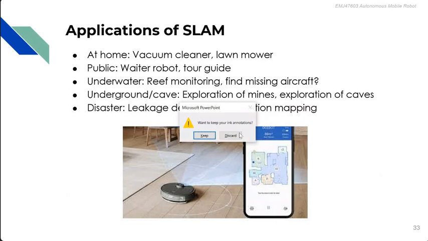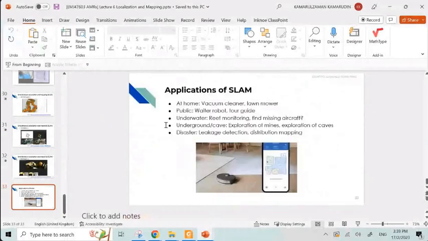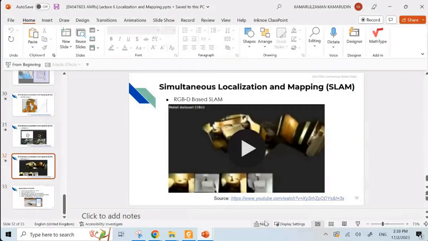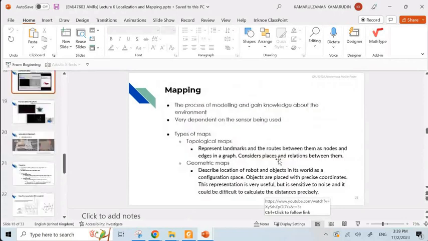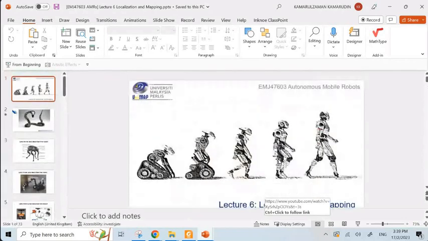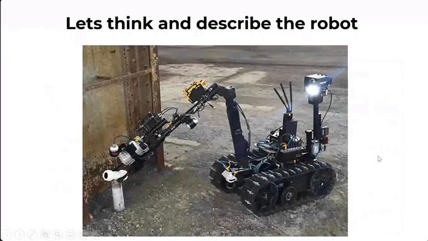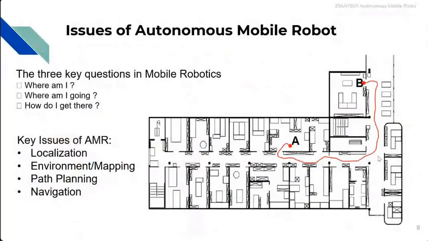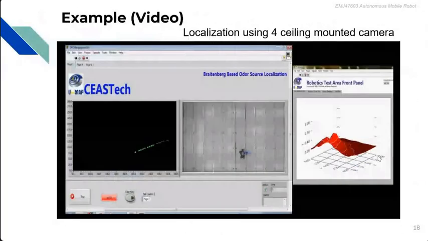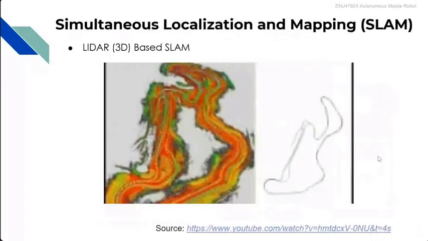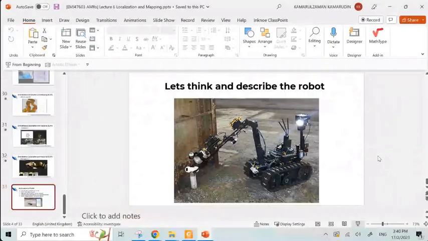Any questions so far? I just go through quickly, yeah, those that are important for you. Let's say we show you a robot. You need to be able to describe the robot. You need to be able to know why you choose certain components on the robot and so on. Any question?